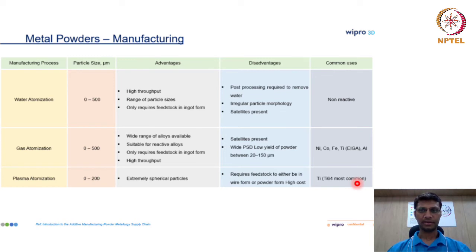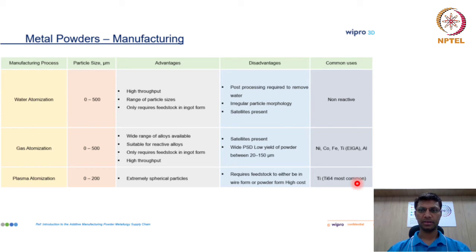But the limiting factor is the post-processing required to remove the water, irregular particle shape morphology, and satellite formation during the manufacturing. Gas atomization is the process which is used widely and has a wide range of alloys available for processing.